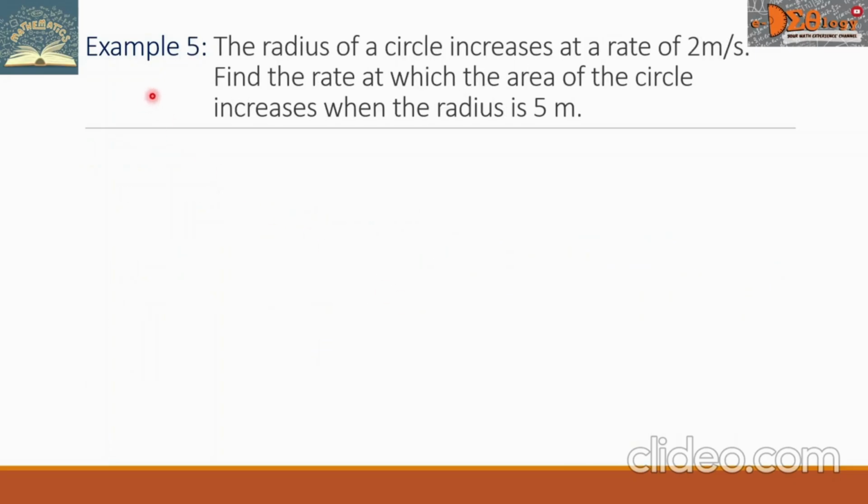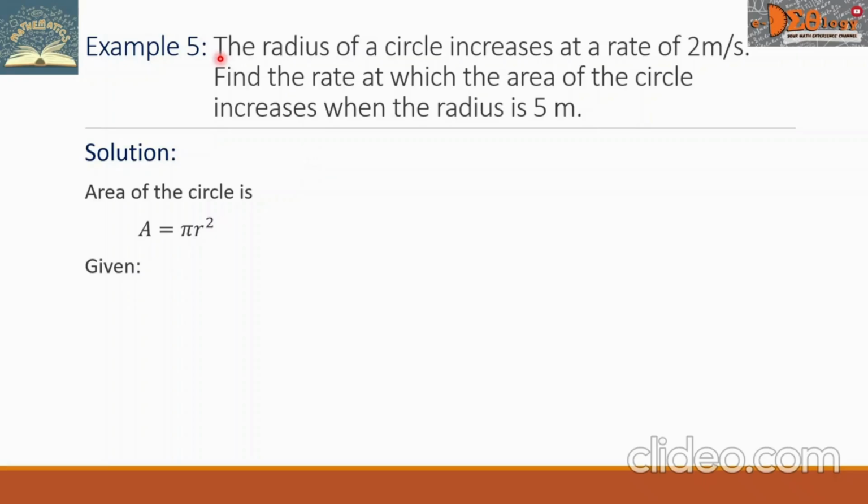Example 5. The radius of a circle increases at a rate of 2 meters per second. Find the rate at which the area of the circle increases when the radius is 5 meters. The problem is talking about the area of the circle, so we need that formula, and we write it here. Then let us list the given.